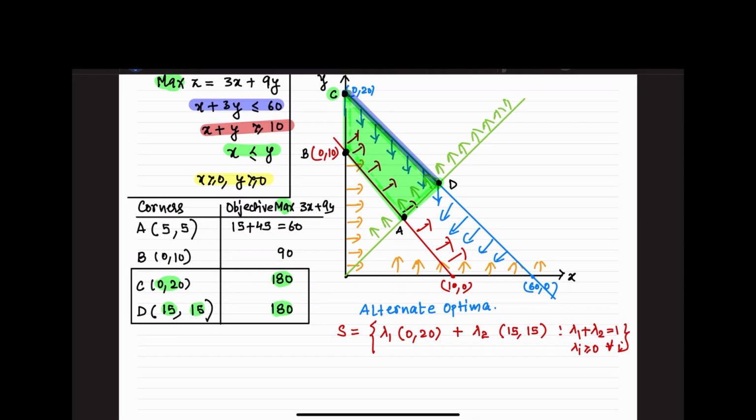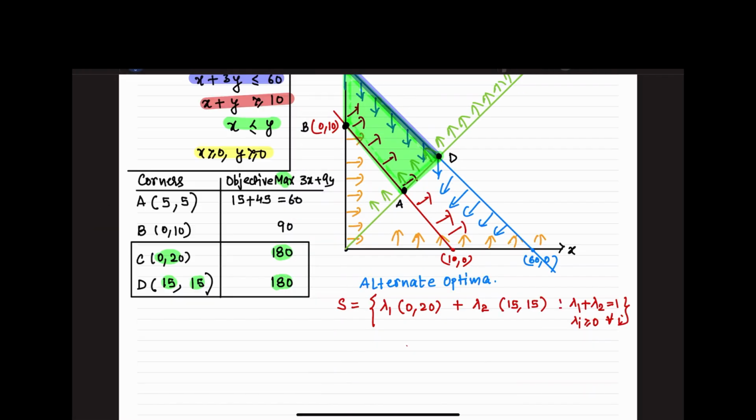Now let's say as an example I choose the midpoint. I choose the midpoint on this line segment. So what is the coordinate for the midpoint? By the midpoint formula, the midpoint is 0 plus 15 by 2 as the x coordinate and for y, 20 plus 15 by 2. So what is x? x is 15 by 2. And what is y? y is 35 by 2.